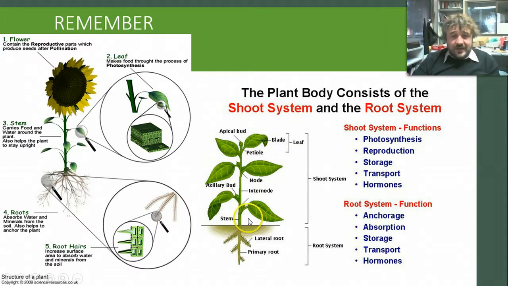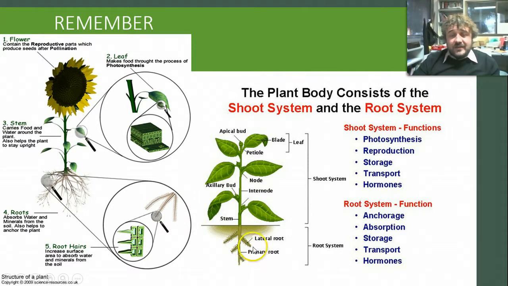So the shoot system is everything pretty much above the ground. And so you've got the petioles here, the blade of the leaf, and they make up the leaf together. You've got the apical bud, so it's the bud at the top. Your little auxiliary buds coming off here, nodes where it joins, internode, which is in between, and this all makes up the stem. That's your shoot system. So it's shooting above the ground.